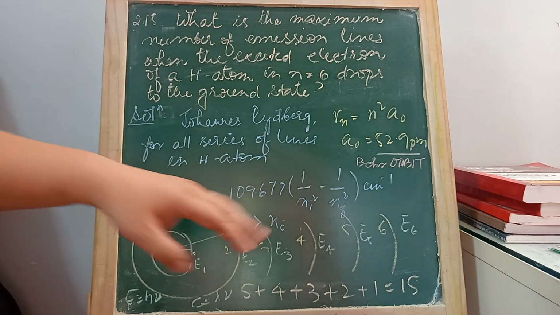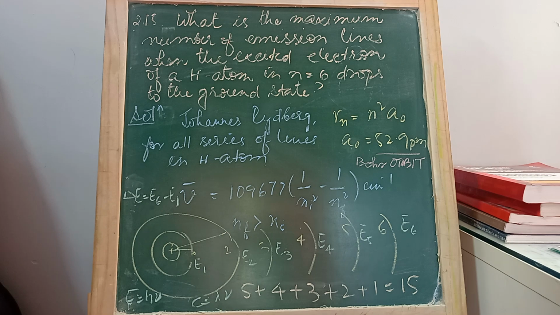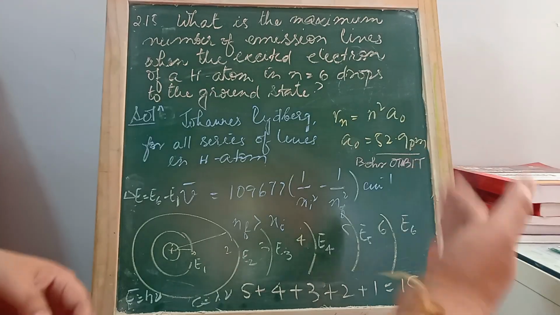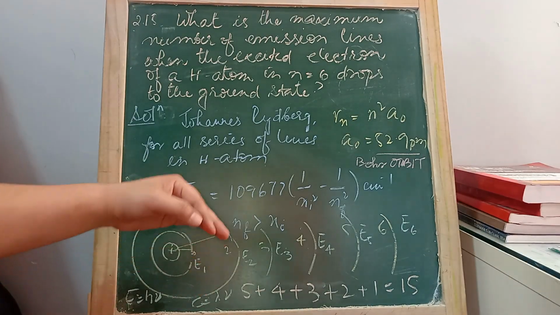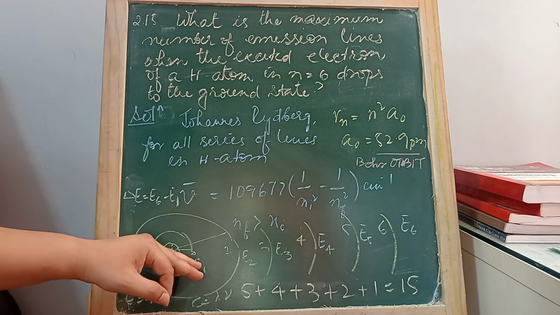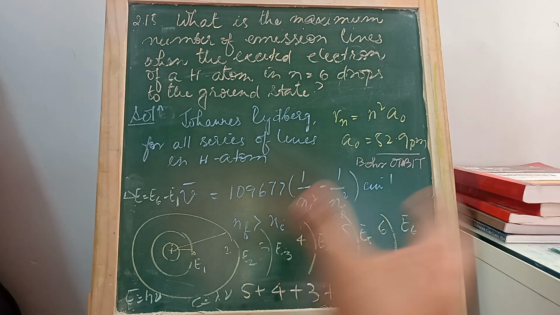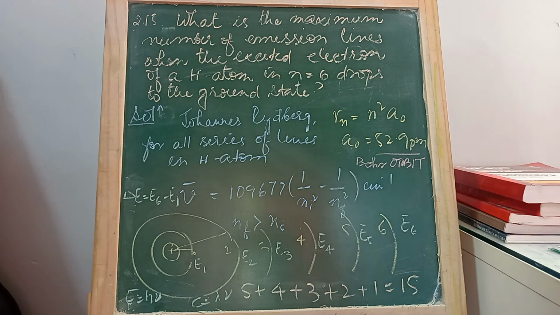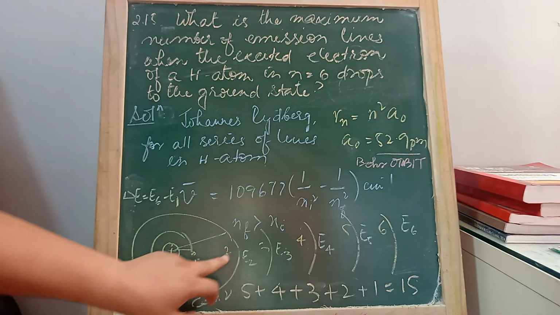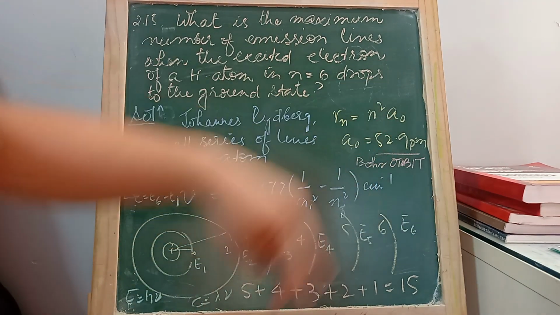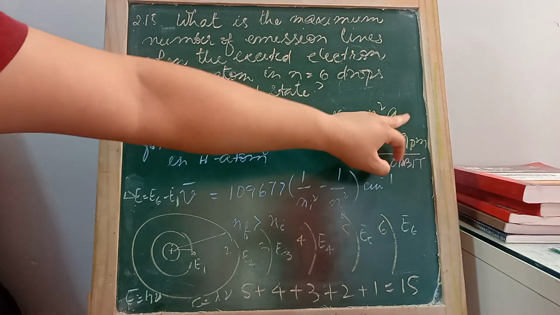Now, what about the radius? The radius of the orbit, as calculated by Bohr in his theory, at any nth orbit is given by n square into a naught, where n is the principal quantum number, which may be 1, 2, 3, 4, 5, 6, a whole number, not in between, right? If it is the second orbit, 2 square. If it is the third orbit, 3 square. If it is the sixth orbit, 6 square. 6 square of what? A naught. And what is A naught?